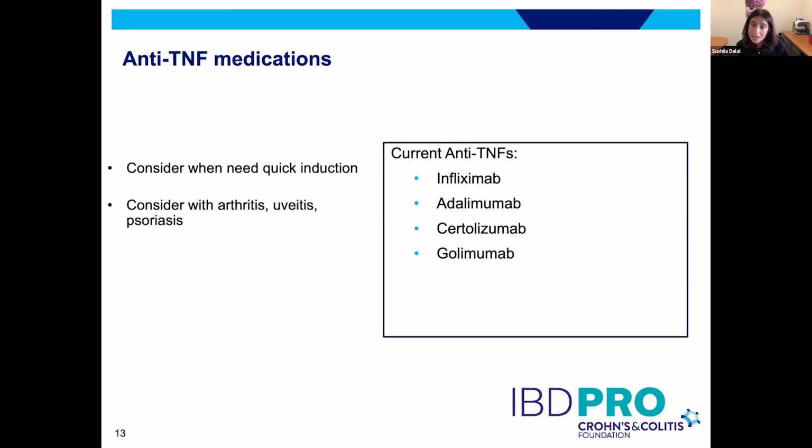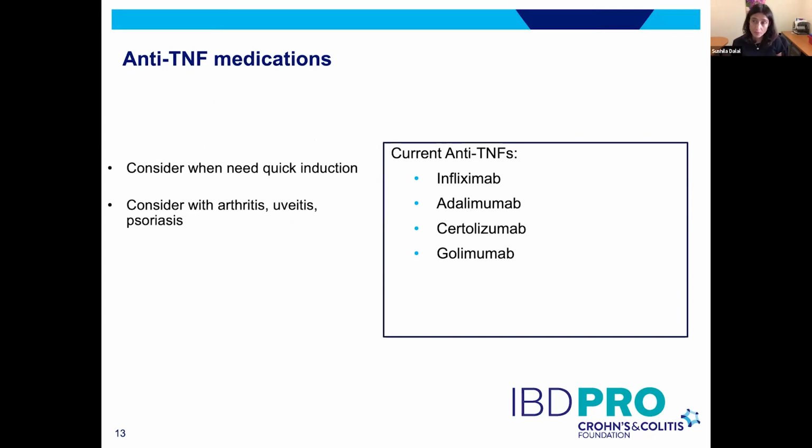Anti-TNF medications. So this is infliximab, adalimumab, certolizumab for Crohn's, or golimumab for ulcerative colitis. Anti-TNF medications are good when you need a medicine for quick induction. Infliximab patients can have response within the first dose. We often use that for our hospitalized patients that need quick induction. We have a long track record. Infliximab was approved in 1998. We know how to measure levels and adjust them.